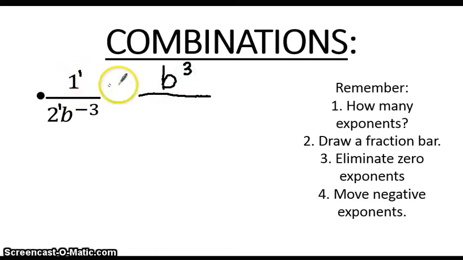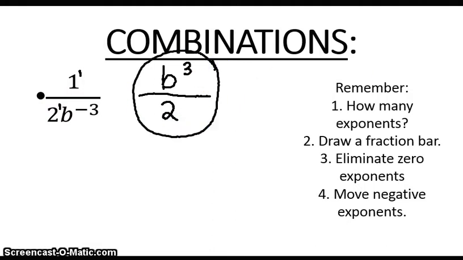Now, the 1 needs to stay in the same spot, but if I write 1b cubed, that's the same as just b cubed, so I don't need to write the 1. The 2 to the first power, since it has a positive exponent, needs to stay in the denominator, so I'll write 2. b cubed over 2 is the simplified way of writing this expression.